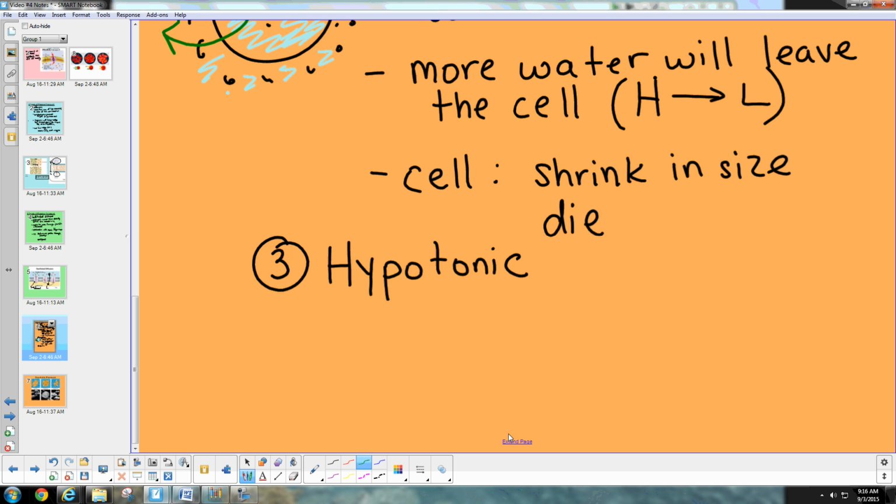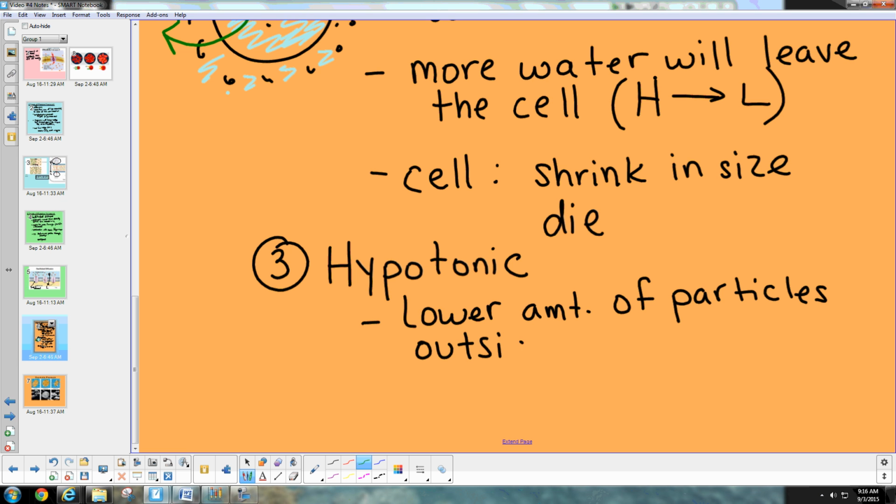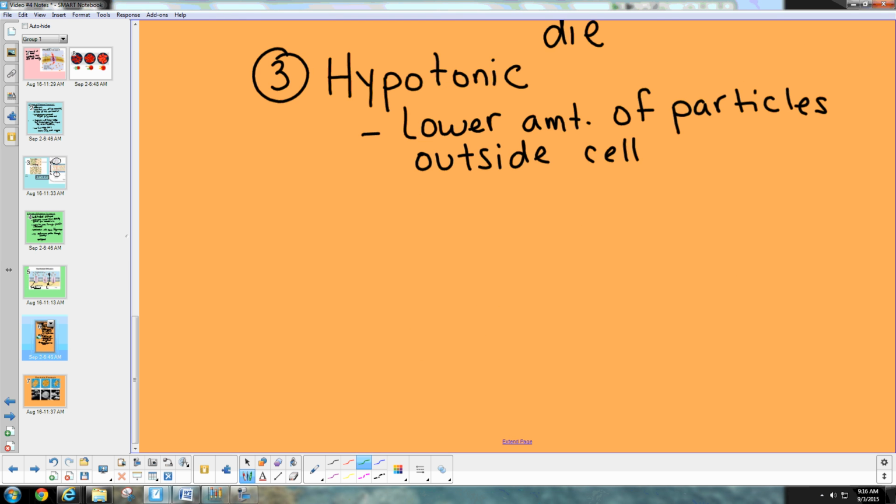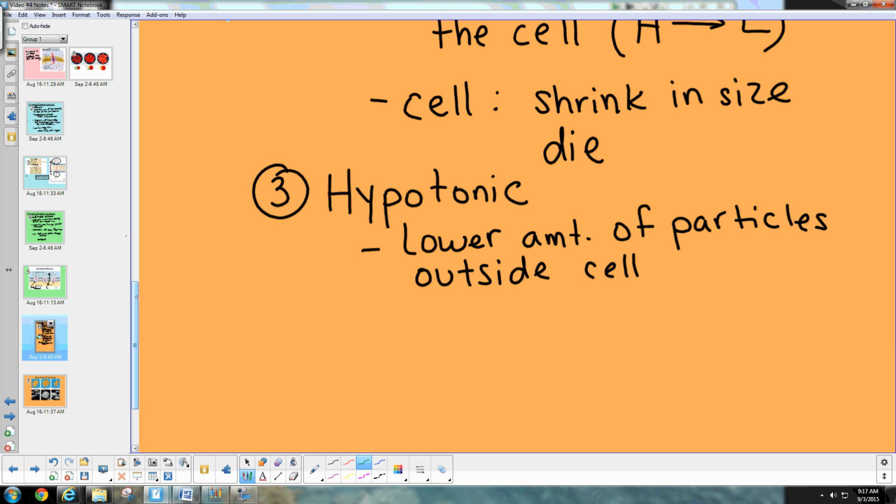It's just the opposite of what we were looking at above. Okay. So what this means is that there is a lower amount of these particles in the solution around the cell, so outside of the cell. So that means there's a higher amount inside. So let me get my little picture going. I'm going to draw my cell again. So here's my awesome cell. Okay. Oh, that was a fun picture.